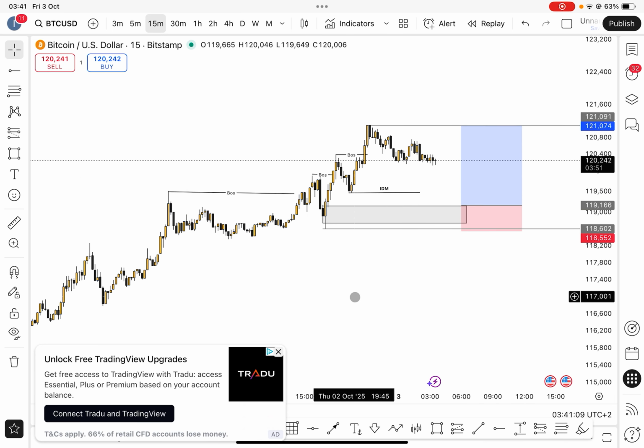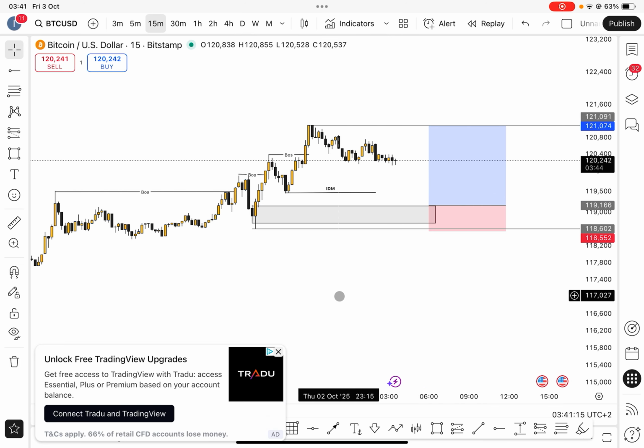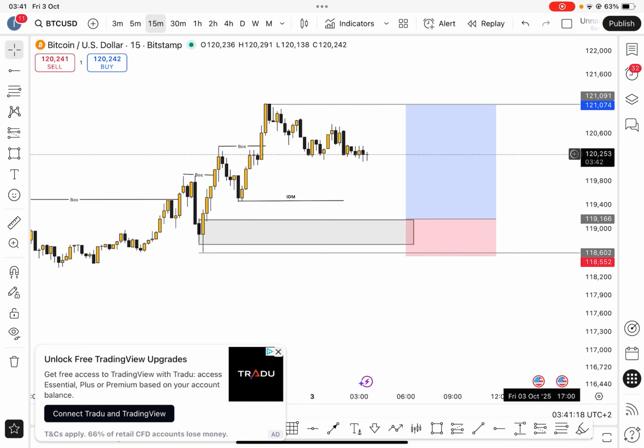Alright guys, this is what I have for today's analysis. Please always wait for confirmation. Don't just jump into the trade blindly. Don't allow FOMO to make you lose money.